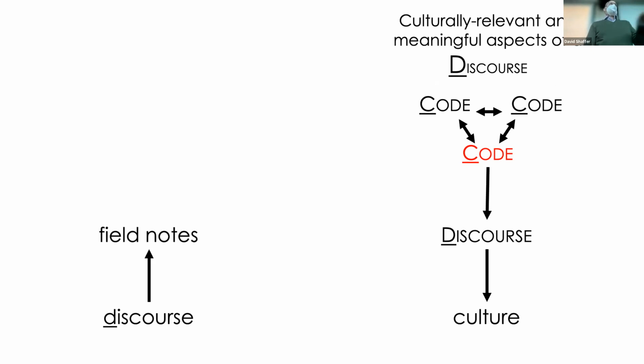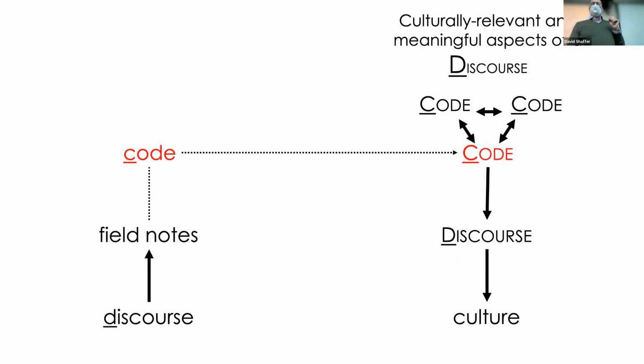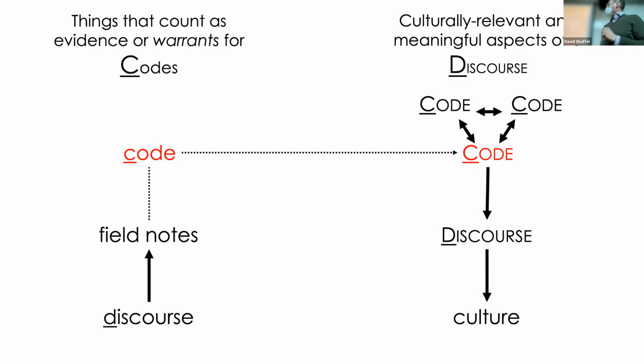And then I collect some data. Field notes is what we call it in ethnography. And I somehow have to get from the field notes over to these interpretations. And the thing that makes that bridge is codes, but now with a small c. So just as a big C code is a property of a big D discourse, a small c code is the things in the data that would tell you that that big C code is happening. It's the things that count as evidence or warrants for the codes. And what that gives us is this connection across here.